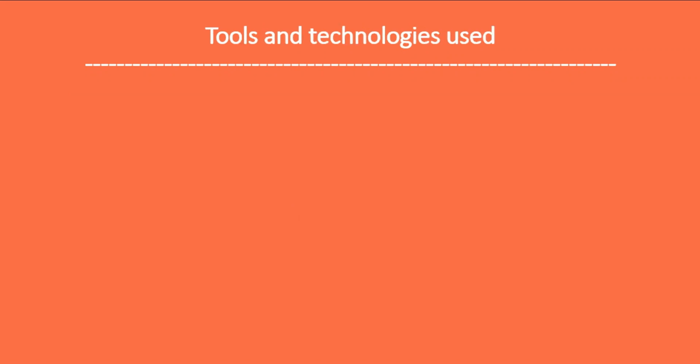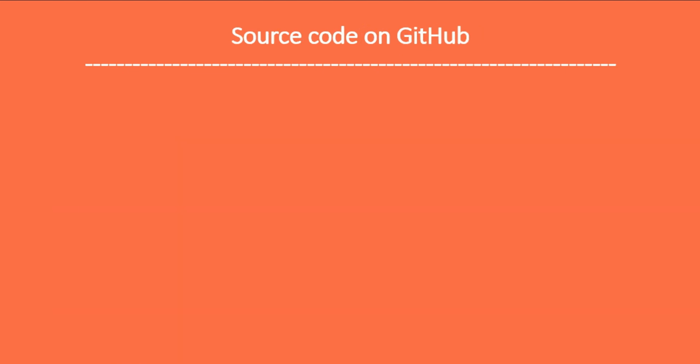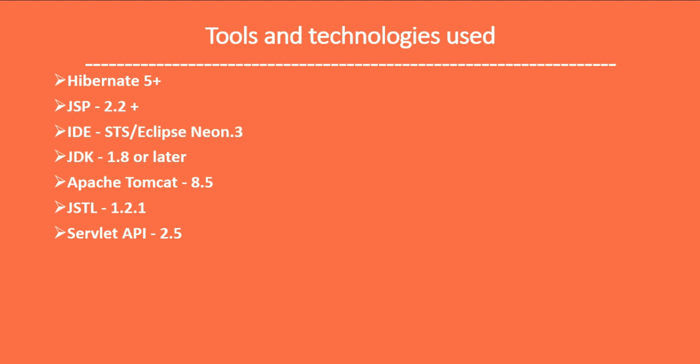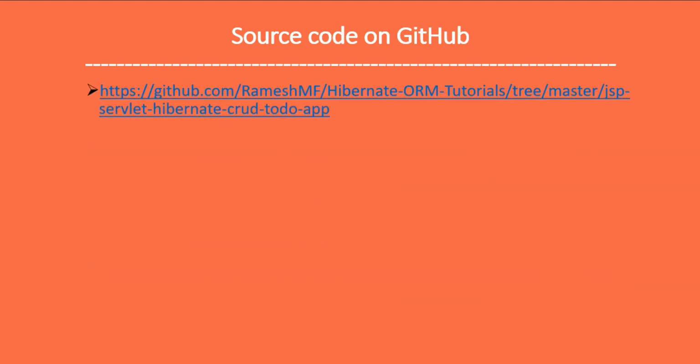Great. Now let's have a look at the tools and technologies that we will be using to develop this todo web application. We use Hibernate 5+ and JSP, and we use Eclipse IDE to develop this application step by step. We use JDK 1.8 or later, we use Apache Tomcat 8.5 to deploy our web application, and we use JSTL, Servlet API, and MySQL database.